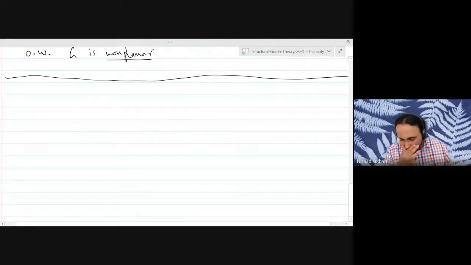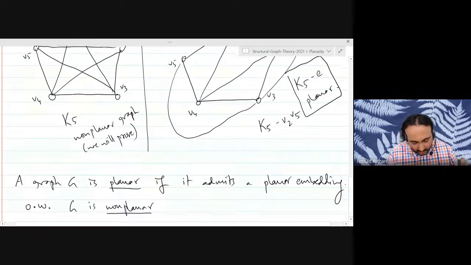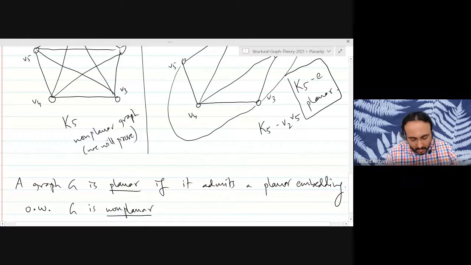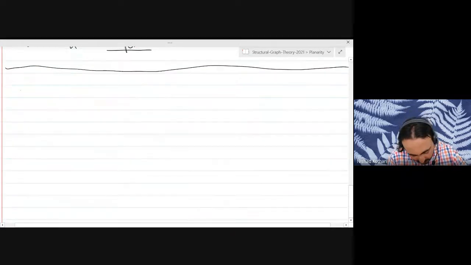Okay, good. So we know that K5 is non-planar. We will prove it. Right now we just assume it. What can you say about Kn?